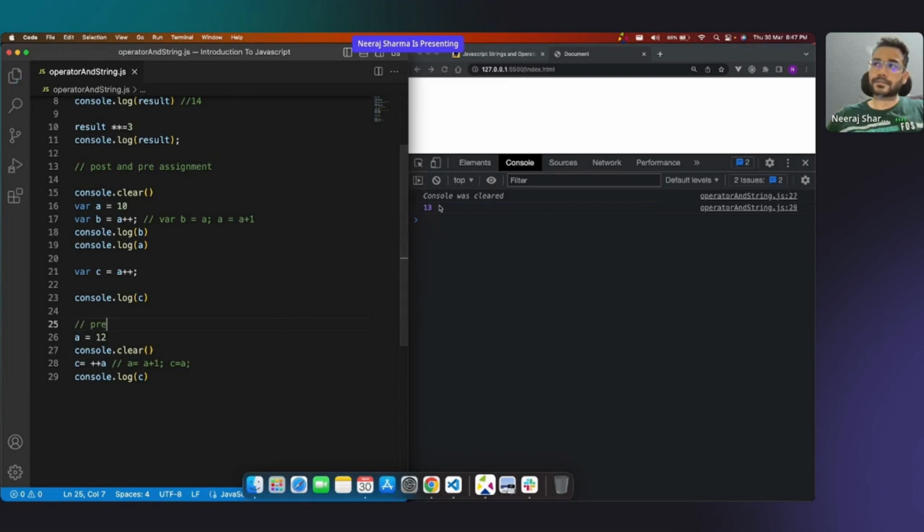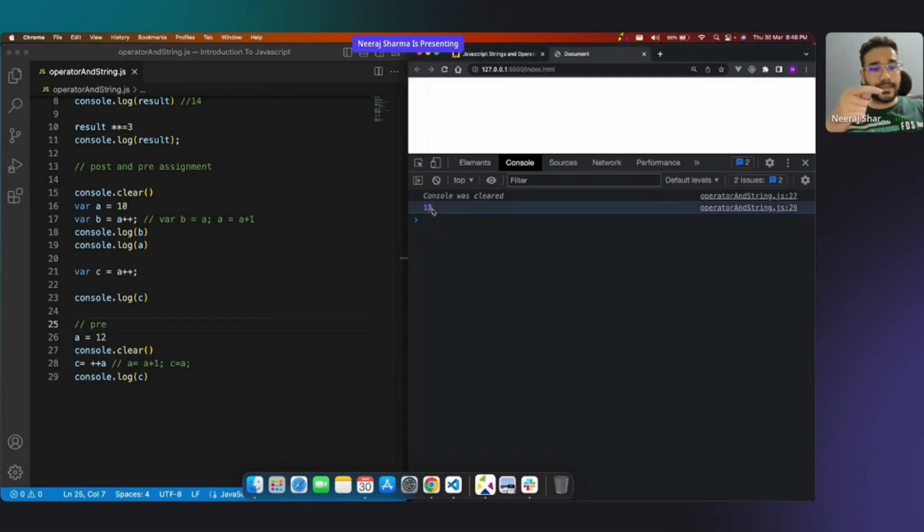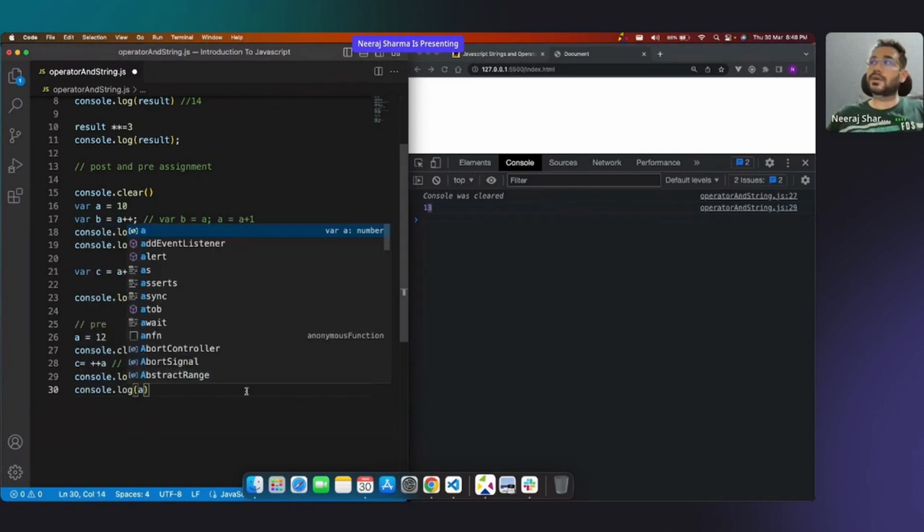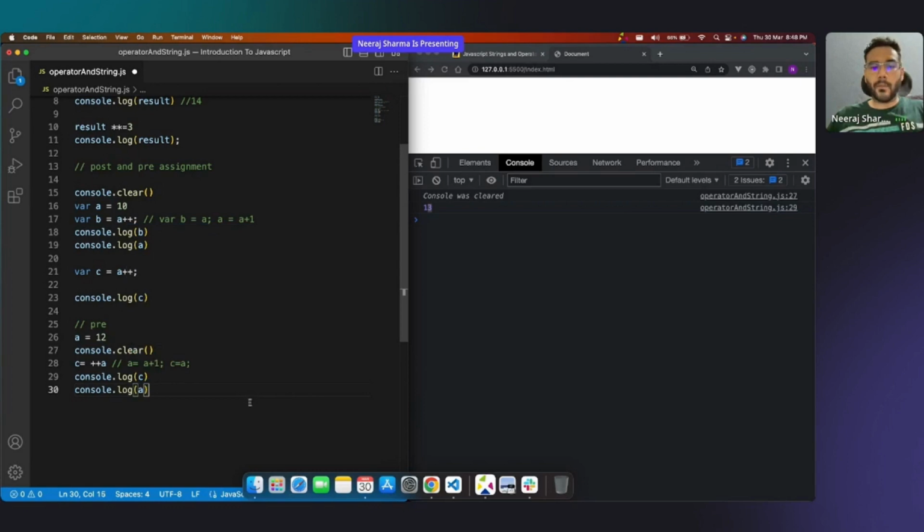13, correct? Why? Because this time A got incremented first. Now if I say console log A, what will be the value of A now? Value of A. 13 only, right?